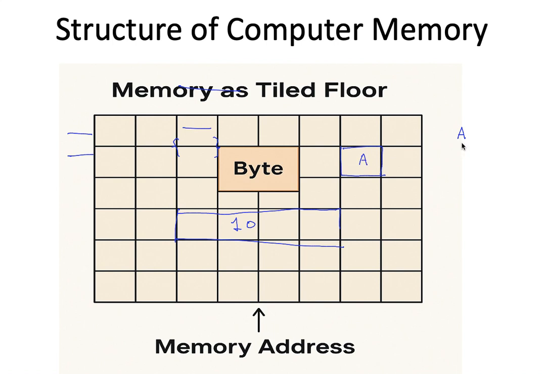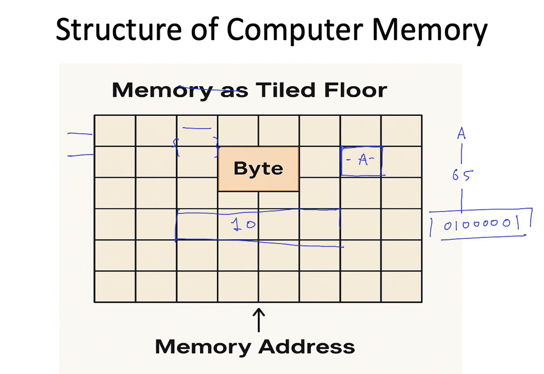But I'll not store this A directly. First, I'll see the ASCII equivalent of this A. ASCII value of A is 65. So that 65 will be converted into binary equivalent. So 01000001, and then this binary will be stored here. Right. So that is how data is stored. Whatever you want to store in computer memory, that is finally converted into binary equivalent, and then that binary representation is stored in computer memory or in bytes.